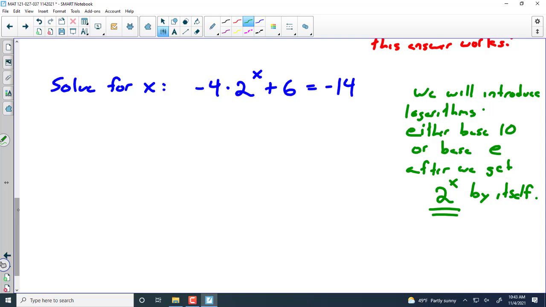If we want to get that 2 to the x by itself, I got to get that 6 and that negative 4 out of there. Does everyone agree with that? How do we get the 6 out of there? Subtract 6 from both sides.